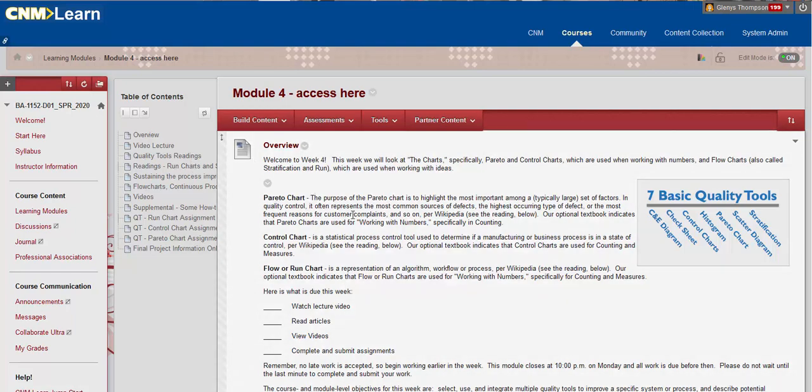A Pareto chart is used to highlight the most important among a typically large set of factors. In quality control, it often represents the most common sources of defects, the highest occurring type of defect, or the most frequent reasons for customer complaints, and so on. This is from Wikipedia. Our optional textbook indicates that Pareto charts are used for working with numbers, specifically in counting.